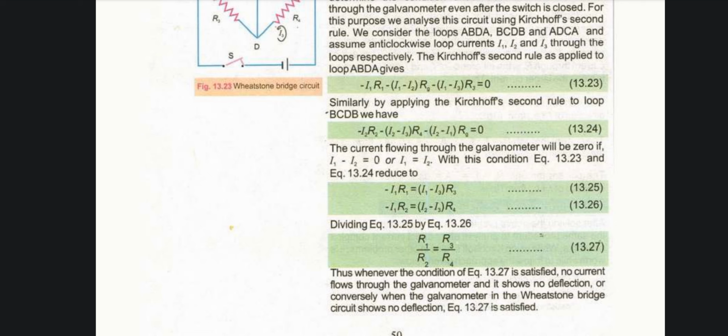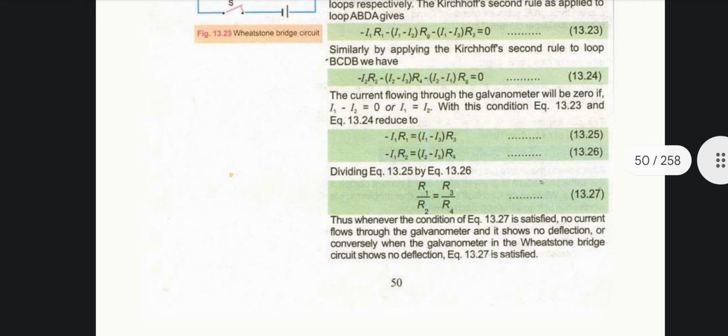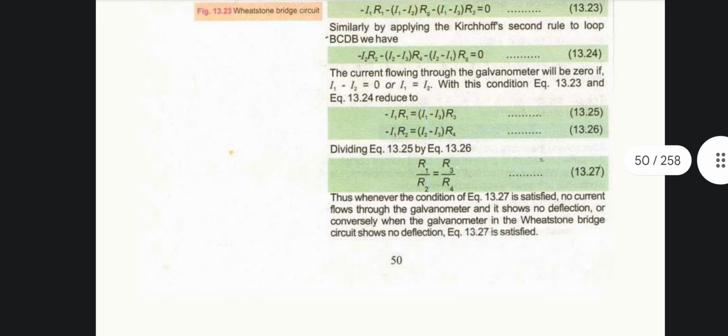Current flowing through the galvanometer will be 0 if I1 minus I2 equals 0, or I1 equals I2. With this condition, equations 13.23 and 13.24 reduce to: minus I1 R1 equals (I1 minus I3) R3, and I1 R2 equals (I2 minus I3) R4. Dividing equation 13.25 by 13.26, R1 upon R2 is equal to R3 upon R4.